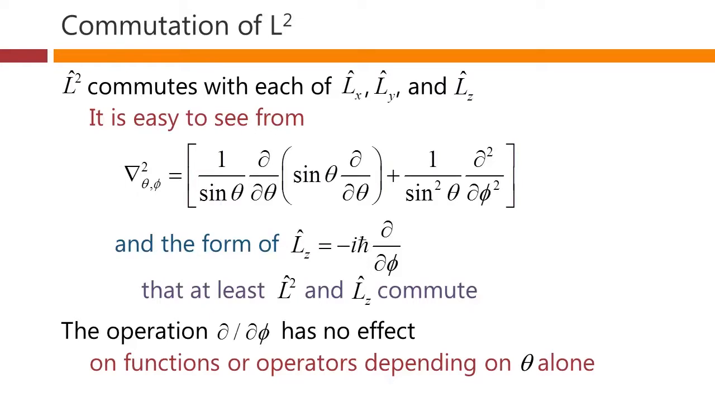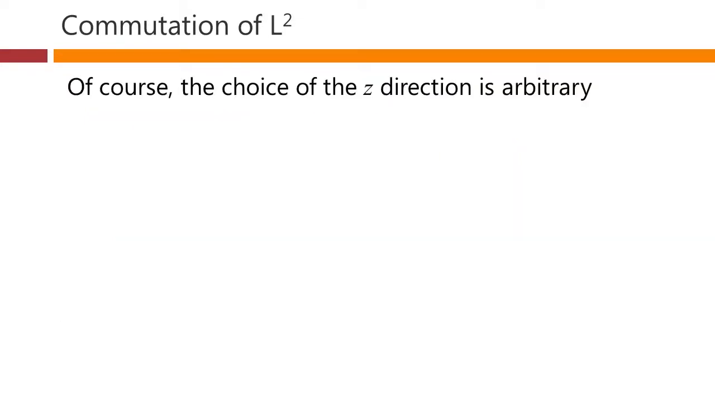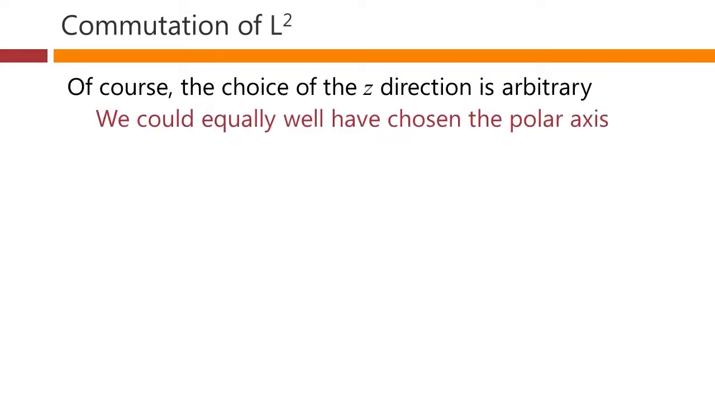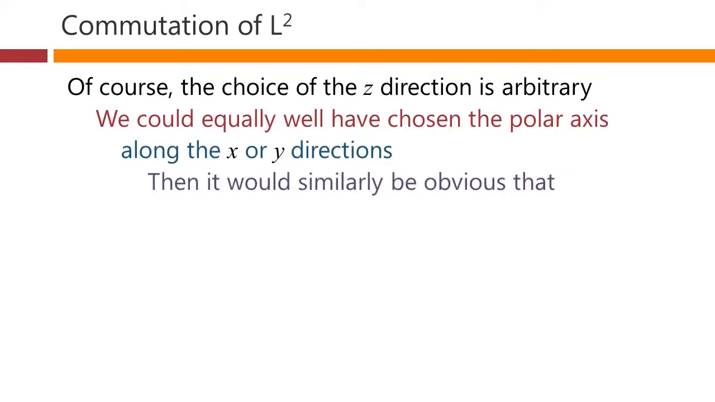And as I said, this operation d by d phi has no effect on functions or operators that depend on theta alone. Of course, the choice of the z direction we had here in defining L squared is entirely arbitrary. We could equally well have chosen the polar axis to be along, say, the x direction or the y direction. Then it would similarly be obvious that L squared commutes with Lx or with Ly.